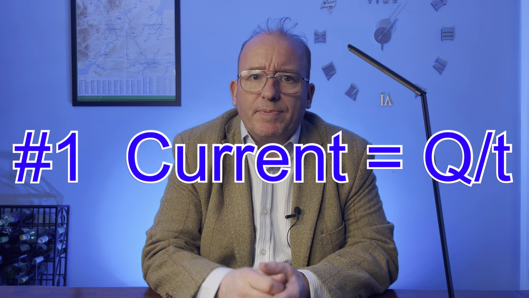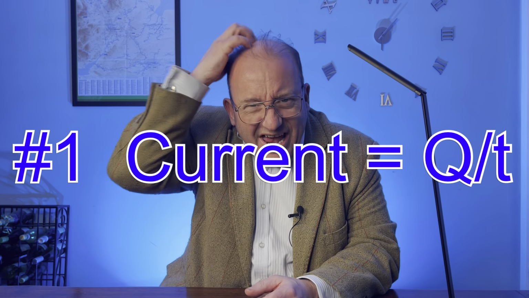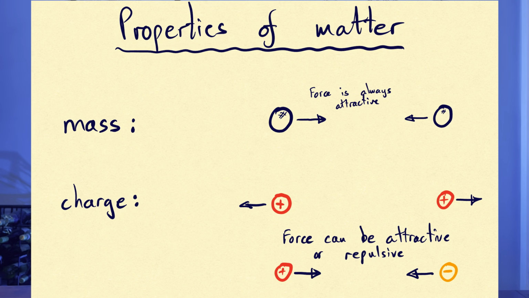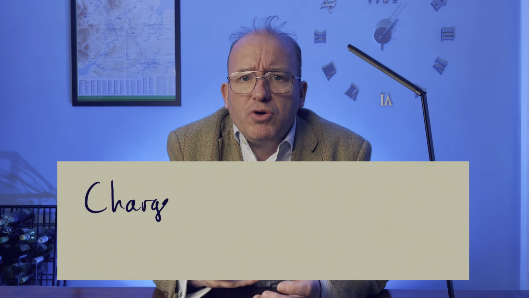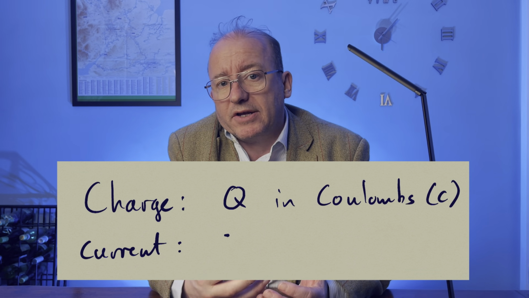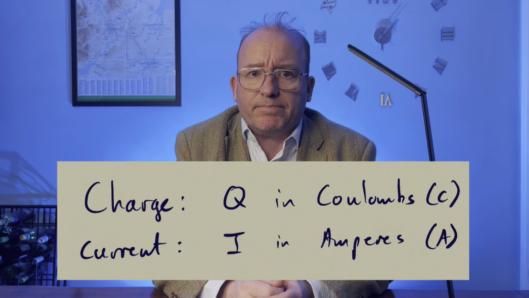Don't worry too much about what charge is. You'll be scratching your head for days. It's just a physical property of matter, like mass. But charge can be positive or negative. Accept that and move on. Charge has the symbol Q and is measured in coulombs. Current has the symbol I and is measured in amps or amperes. Why Q and I? Well, blame the French.